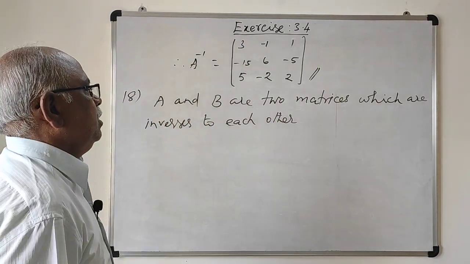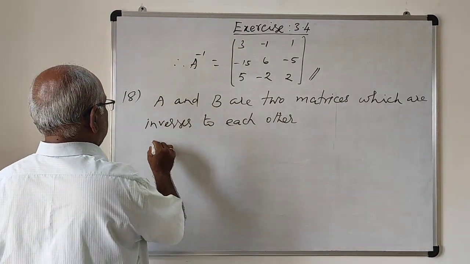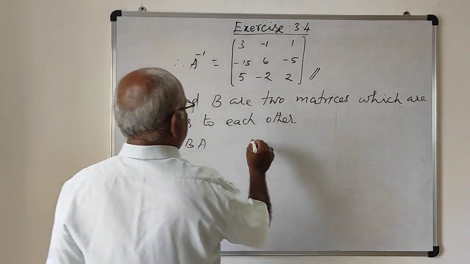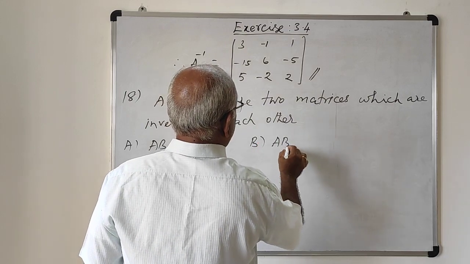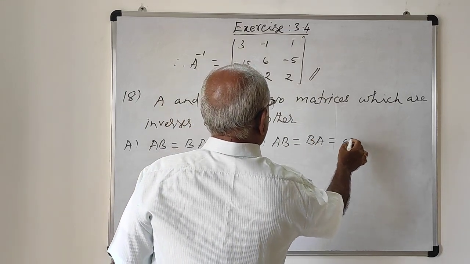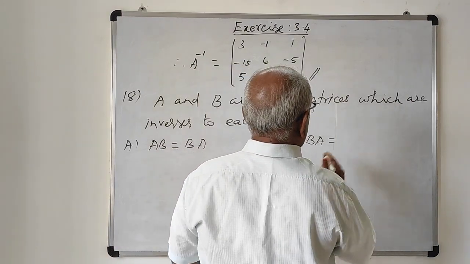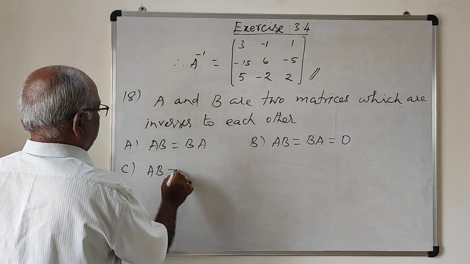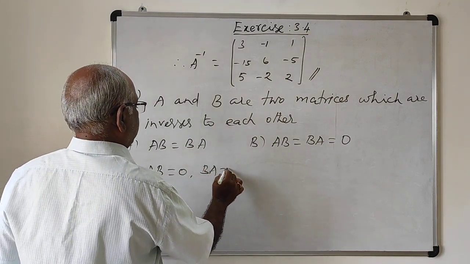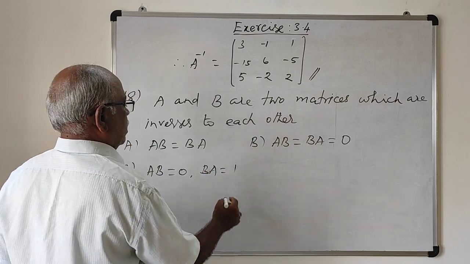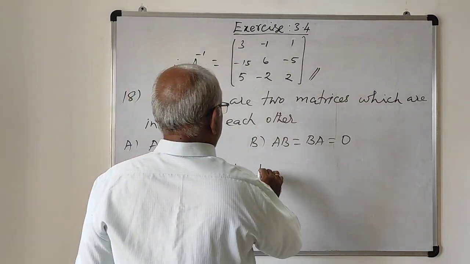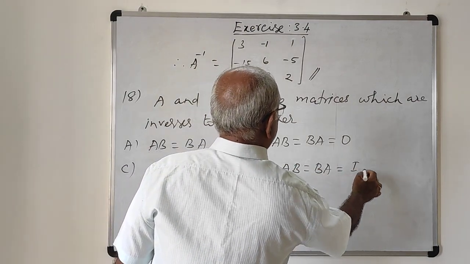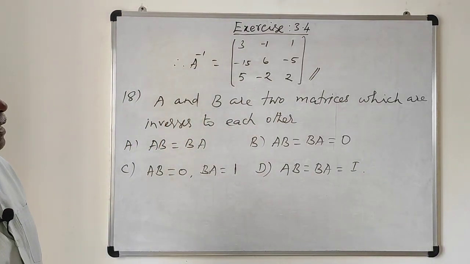If it is the case, four conditions are given. One is AB equal to BA equal to 0 matrix. Third, C, is product AB is 0 and product BA is 1. And D, the fourth one, is AB equal to BA equal to identity. Out of these four answers, what is the correct option?